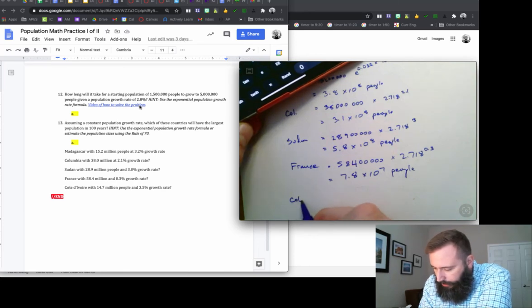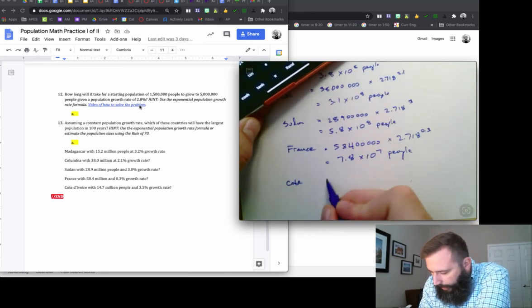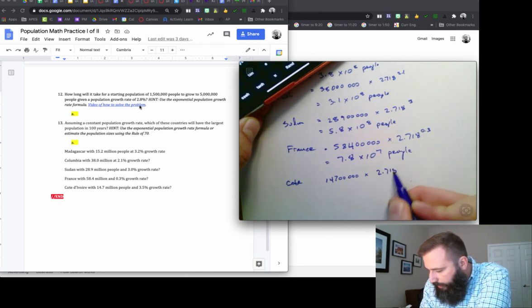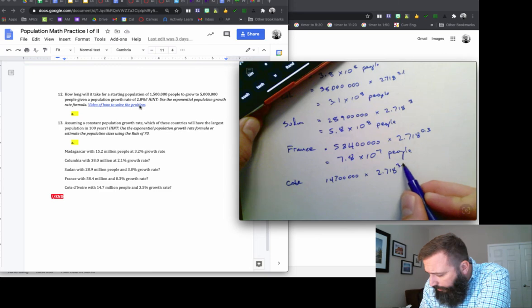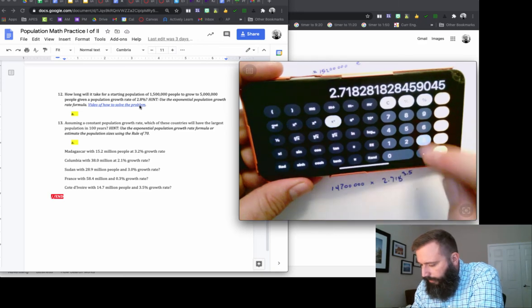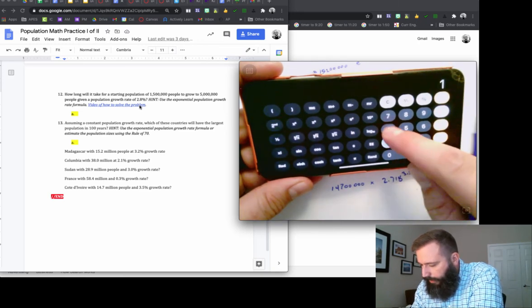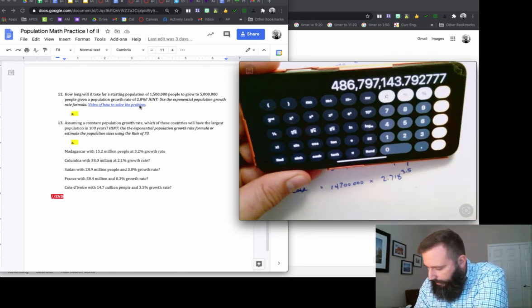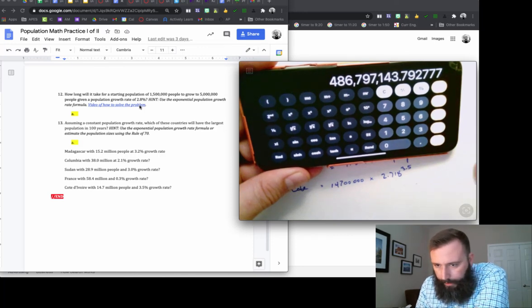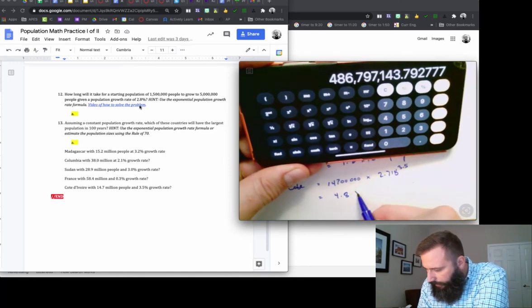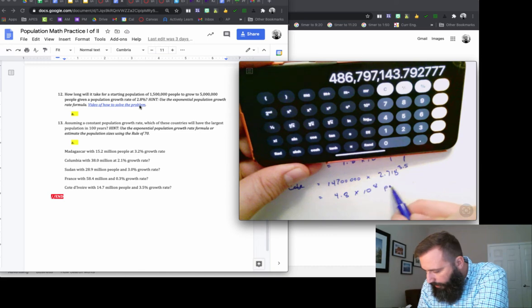Let's see the Ivory Coast. Yeah, it's got to be 14,700,000 times e to the rt, which will be 3.5. All right, let's do e to the 3.5 times 14,700,000. Did I do that right? Yeah. Okay, this is equal to 4.8 times 10 to the 8th people.